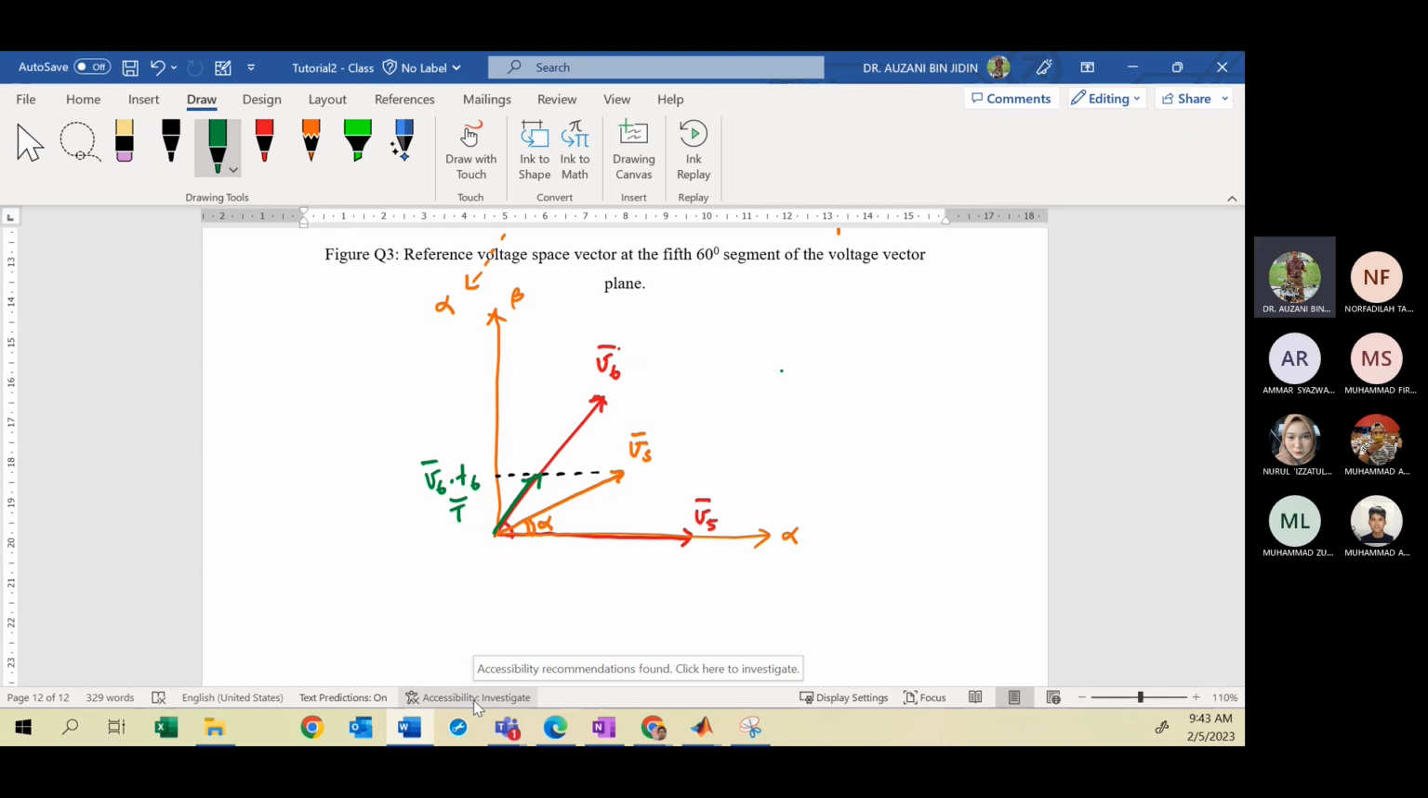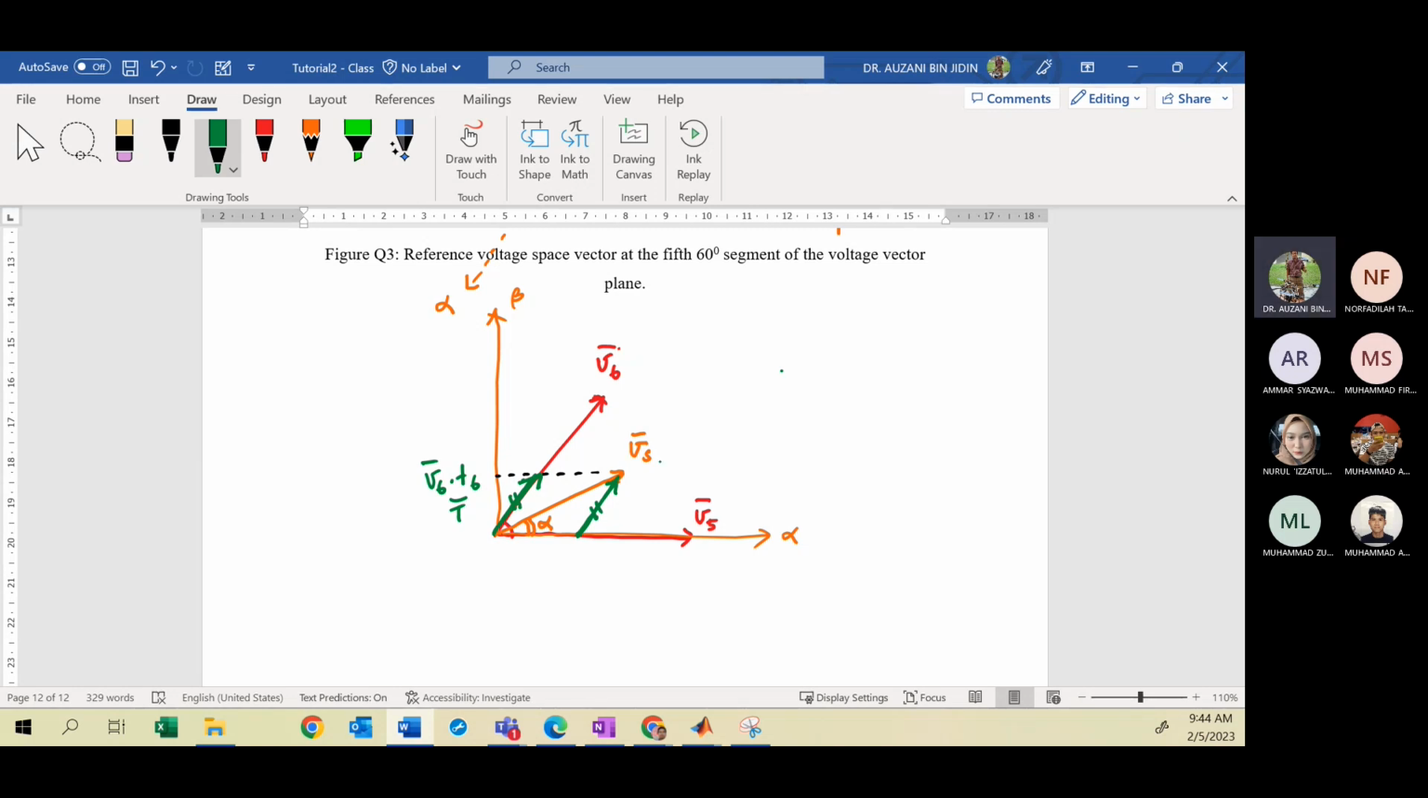So this is the component vector. Then the second component vector to produce the resultant vector Vs is the component vector of V5, right? So for the green color, V6, T6 per T, you can draw this component vector to here, right? These two vectors you draw in parallel. So this is V6, T6 per T, the same vector to here.